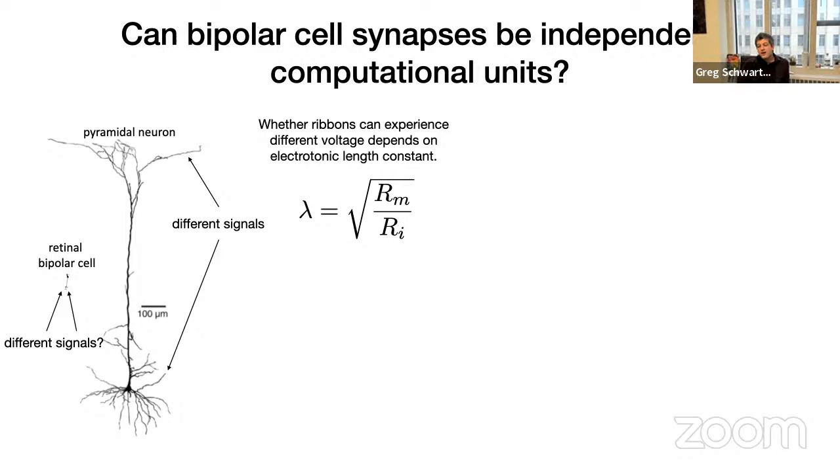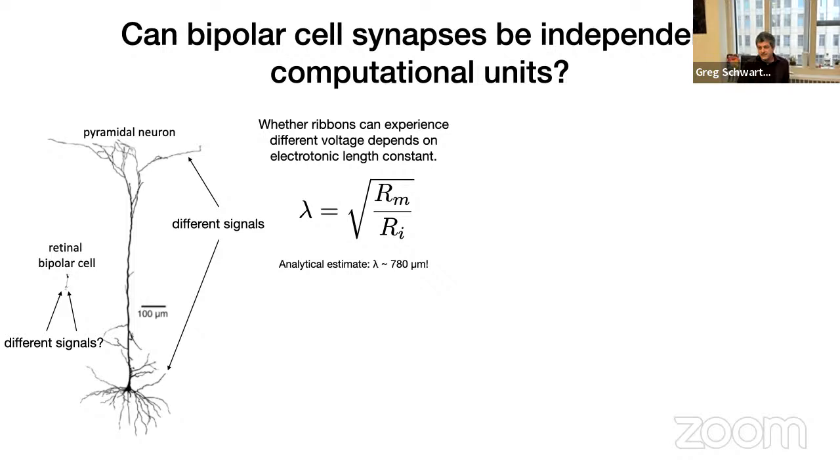And Ri is assumed to be basically a constant. It's the internal resistance of cytoplasm inside a neuron. Granted, we can mess around with that value a little bit, and I'll show you what we have. But if you take the standard value for Ri, lambda is 780 microns. Look at our scale again.